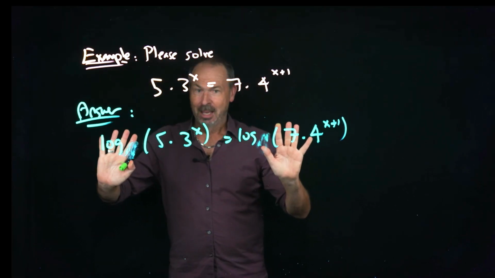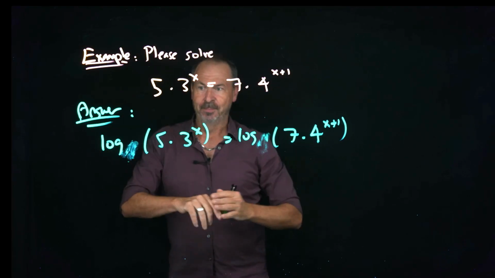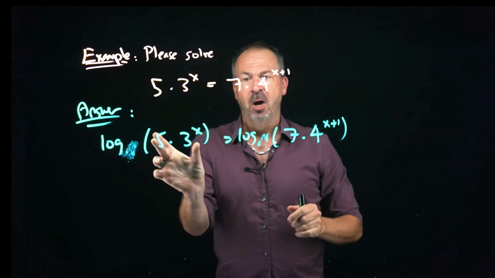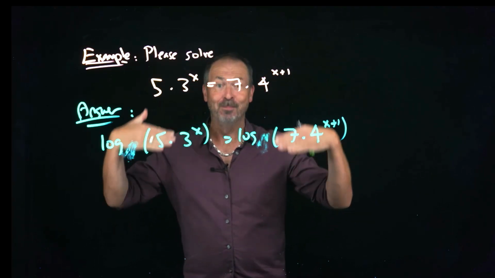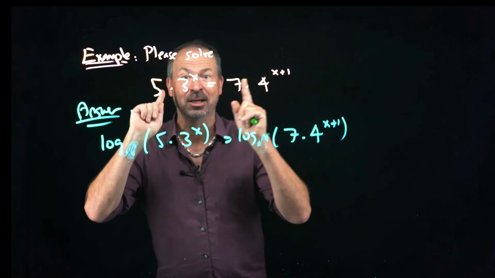But what I'm going to do now, what do I really see here? Well, I've got log base 10 of a product, 5 times something. So I know that the log of a product is the sum of the logs. Logs turn multiplications into additions.